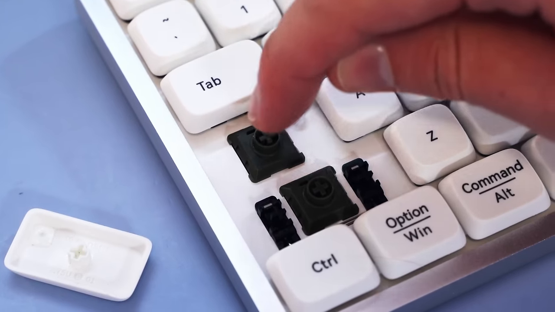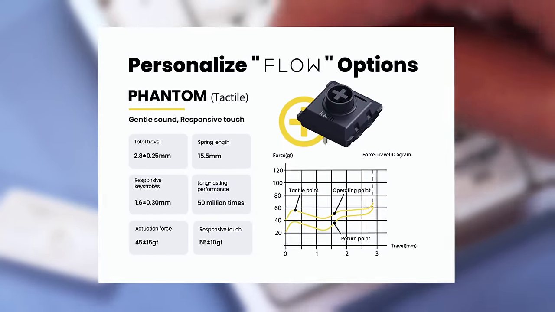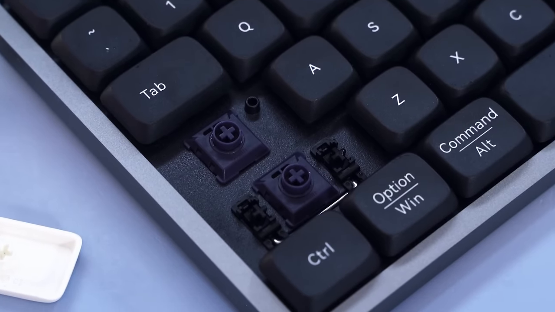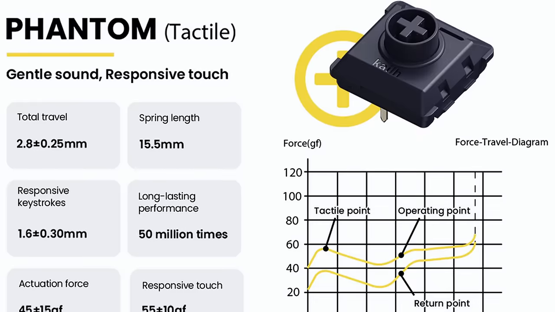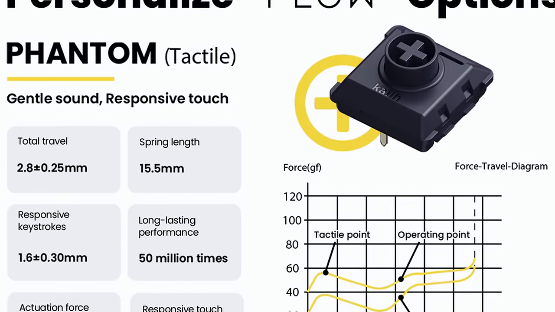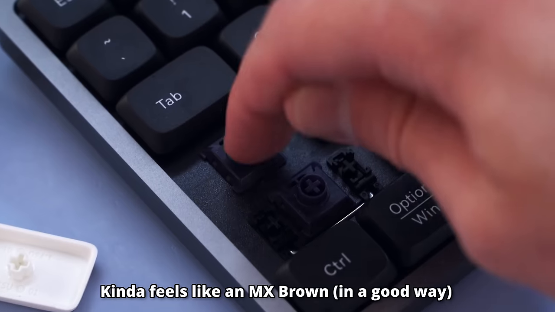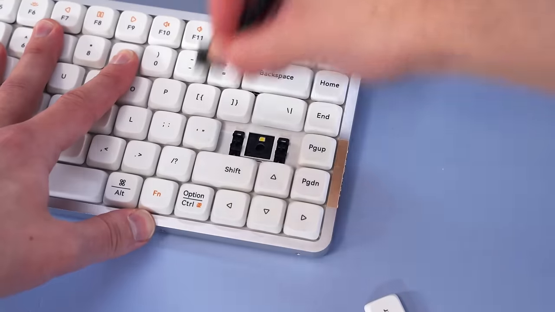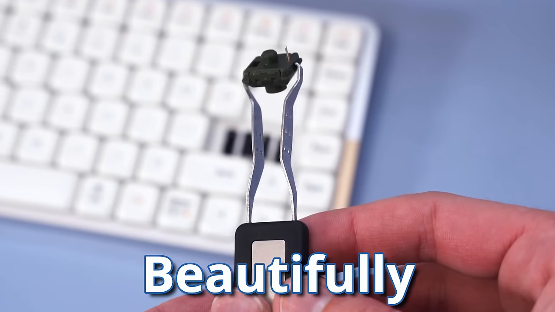Now this board has the option of the Kale Ghost Linears or the Kale Phantom Tactiles. These kind of feel like a Cherry Red and a Cherry Brown, except good. The tactile switches have a very, very minimal tactile bump, which I actually tend to prefer, as it gives you that little bit of feedback, but you don't feel like you're fighting through a bump just to press the switch. And the linear switches do feel beautifully smooth.